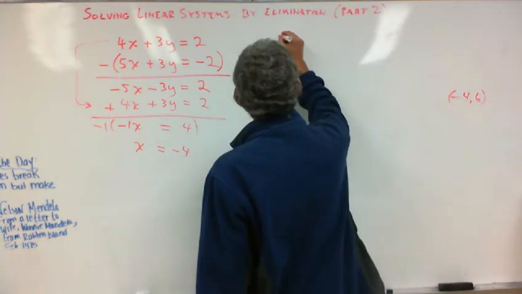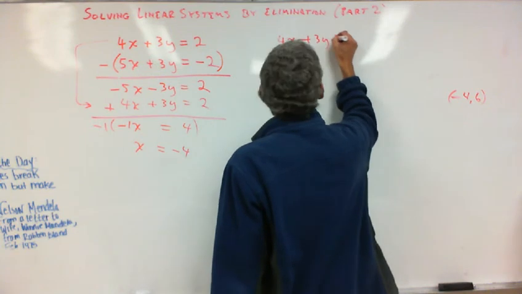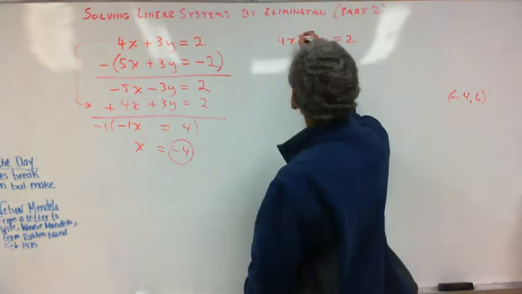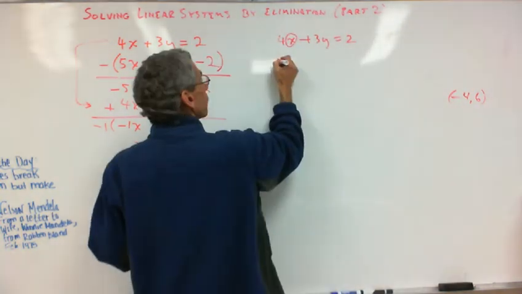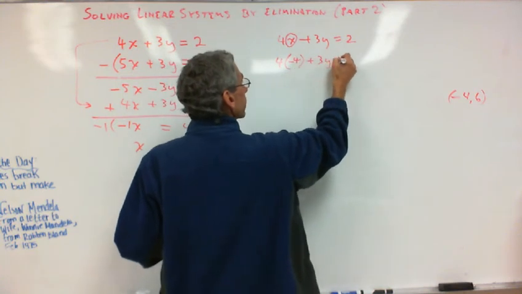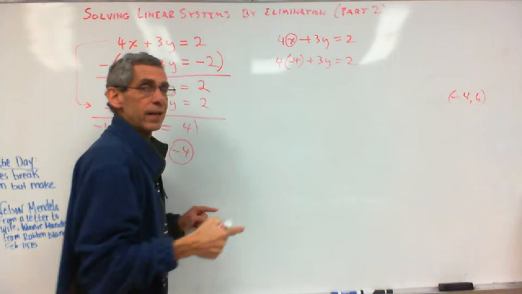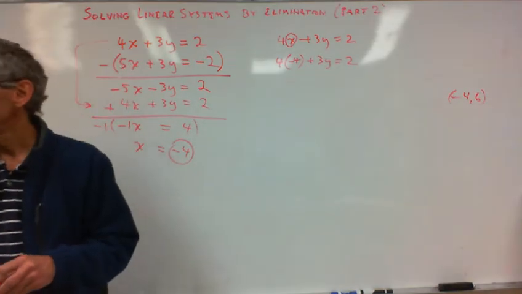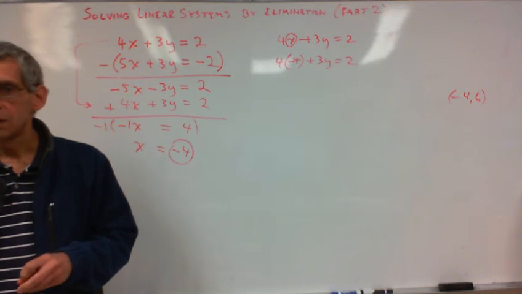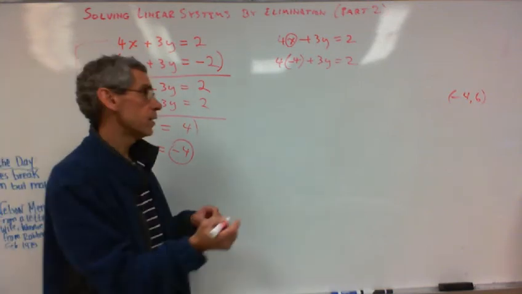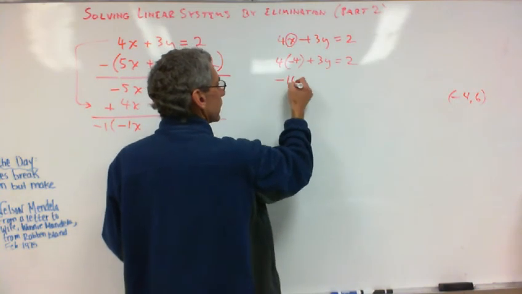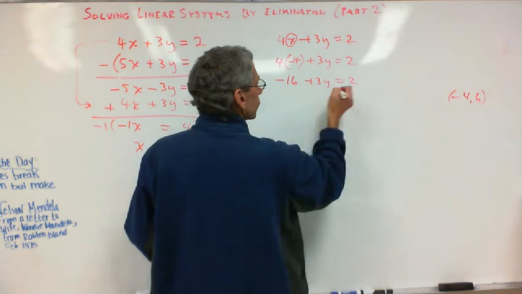So we have 4x plus 3y equals 2. I'll just write it up here. And then I'm going to replace that x with that, right? So my 4 times -4 plus 3y equals 2. So what's 4 times -4? Not 4 minus 4. Positive 16? 4 times -4. Oh! -16, right? -16, because positive times negative is negative. 4 times 4 is 16. Plus 3y equals 2. All right?